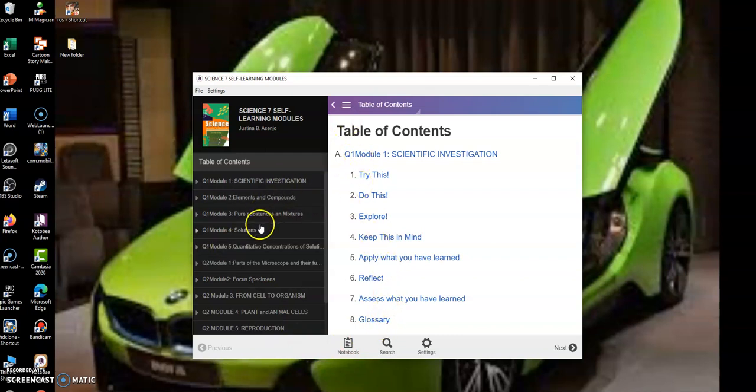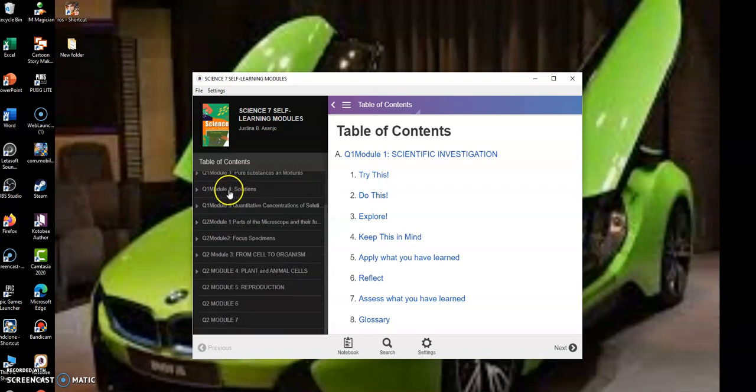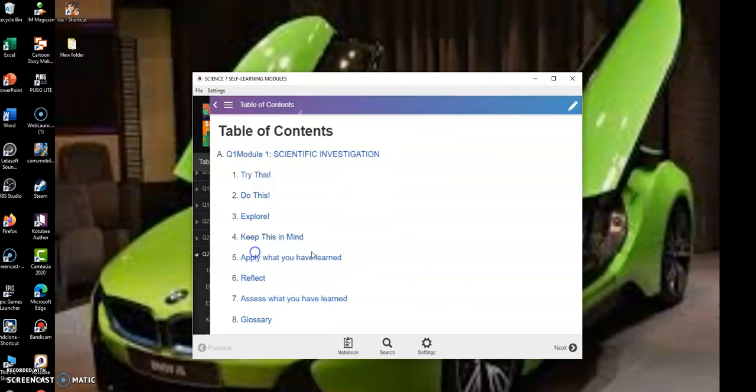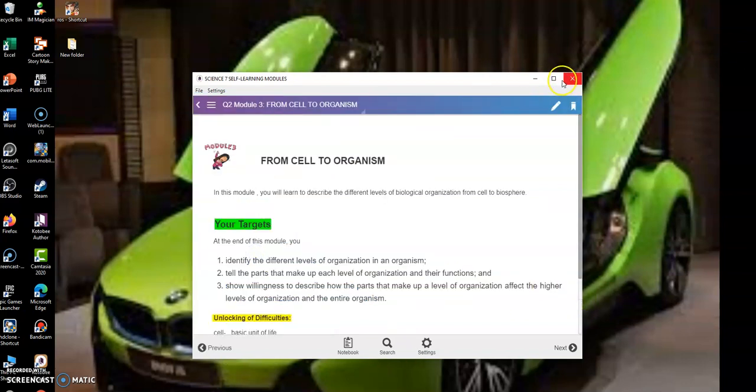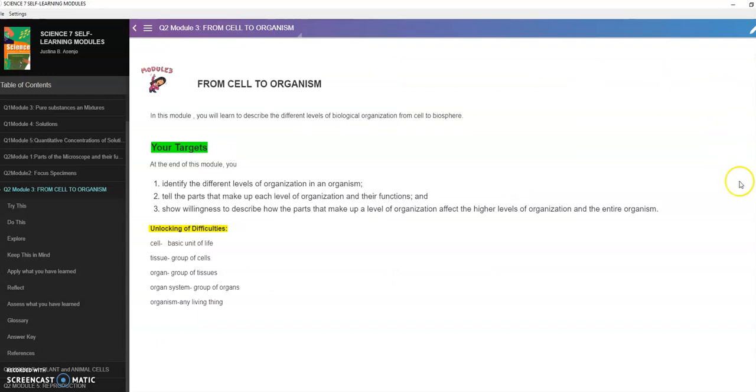Alright, so I changed it. Pero kapag ibigay ko sa inyo yung second quarter, may first quarter na kasama. Alright, so complete na ito. So dito na tayo sa module 3. I-click lang natin. Alright, at lakihan natin para mas makita ng buong-buo.